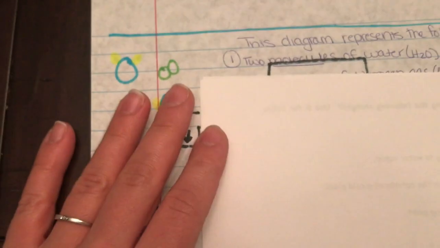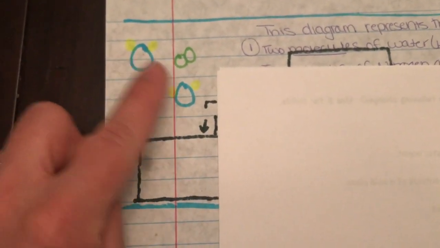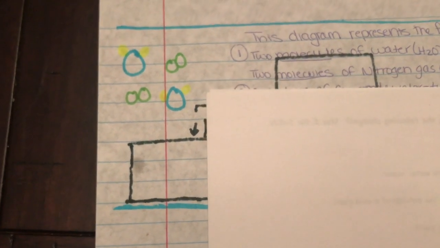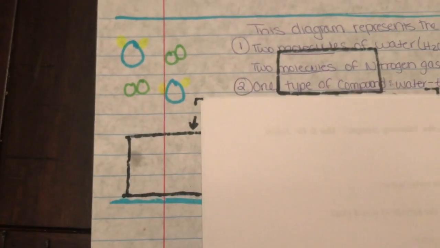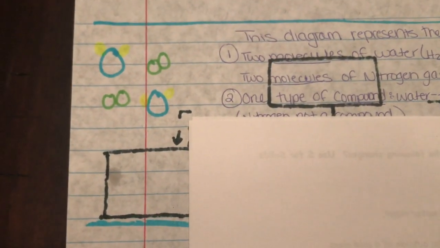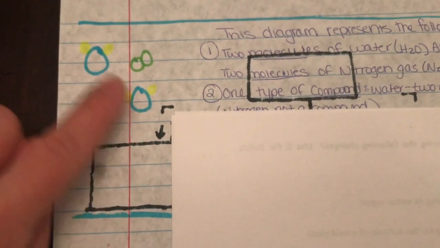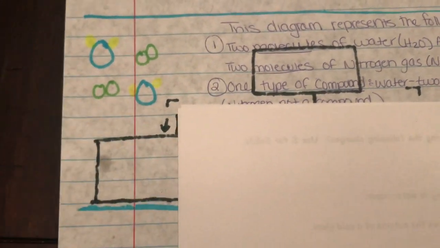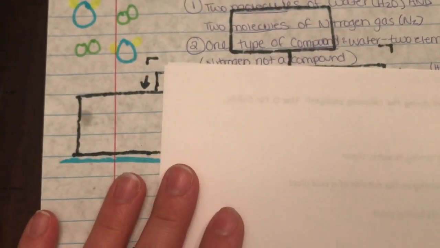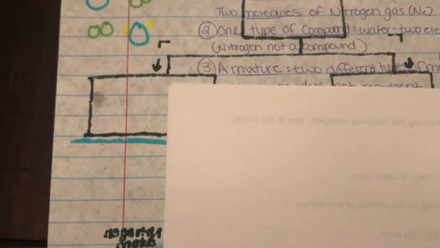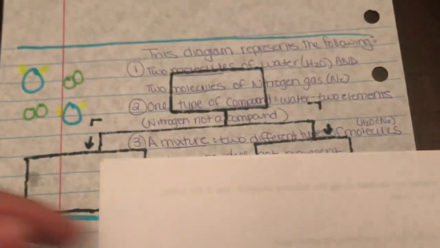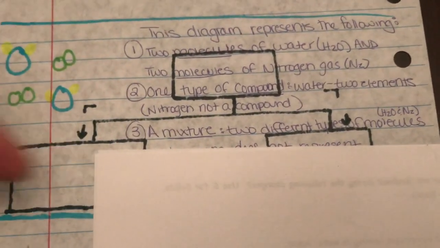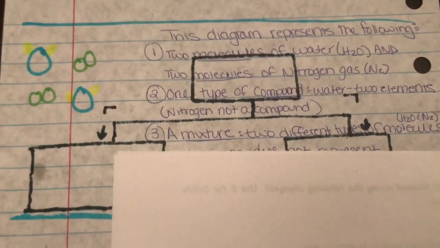This diagram represents 2 molecules of water. 1, 2. And there's also 2 molecules of nitrogen gas. 1, 2. It is only 1 type of compound, which is the water, because compounds are made of more than 1 element or more than 1 different type of element. And it's also called a mixture, which is something that you're not really tested on, but just so you know the difference, since there are more than 1 type of molecule, it is called a mixture.